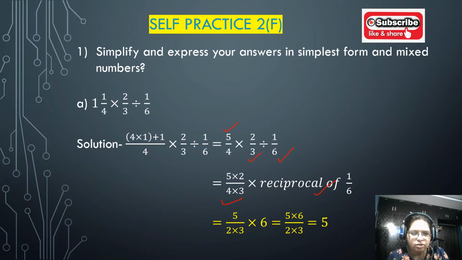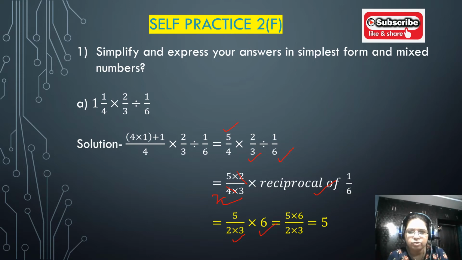We cancel this 2 with 4. 2 multiplied with 2 is 4. Now we get 5 divided by 2 multiplied with 3, and 2 multiplied with 3 is 6. Multiplied with reciprocal of 1/6. Reciprocal of 1/6 is 6.